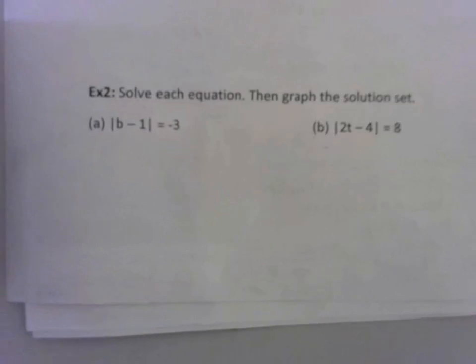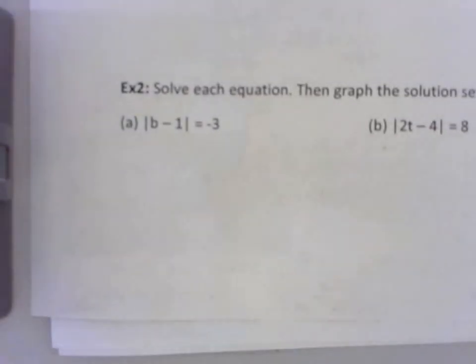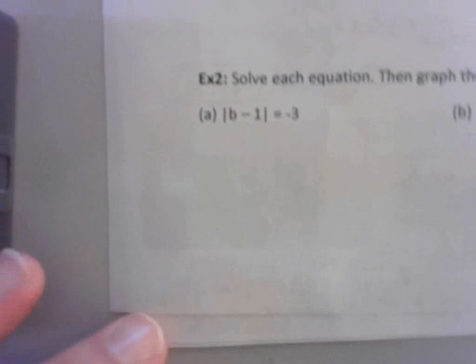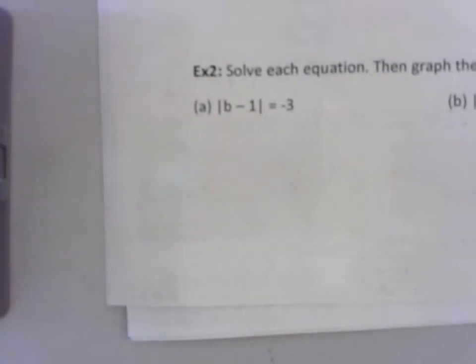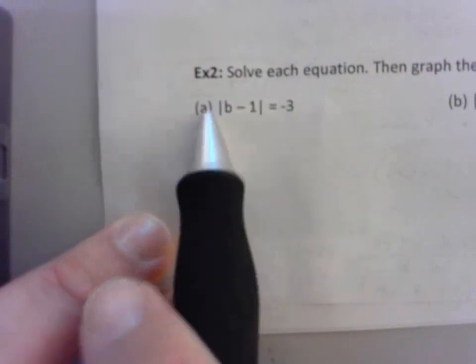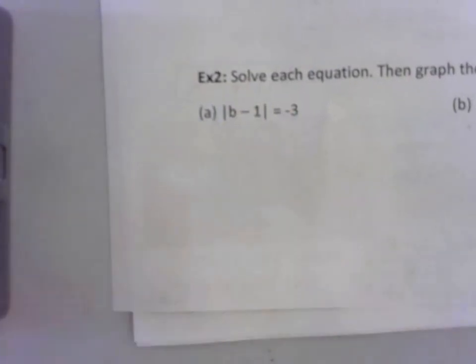Example 2. Solve each equation, then graph the solution set. So what you want to do first, like she said, you want to isolate the absolute value. As I look at A, the absolute value is by itself. What I mean by that is there are no numbers outside the absolute value. There's nothing outside of it. Once it's by itself, we can split it into my 2 equations.